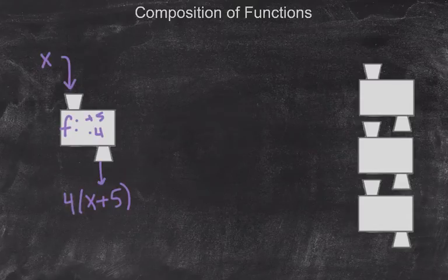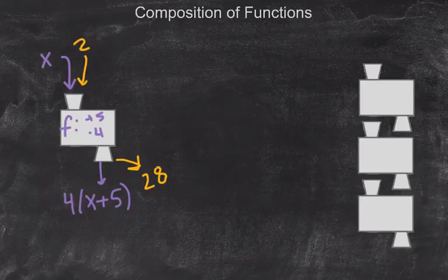And we could think about inputting specific values. So when I put in 2, I get out 2 plus 5 is 7. 7 times 4 is 28. So when I put in 2, I get out 28. And we could organize this information into a table, or we could write it as a function machine, or we could represent it on a graph. But this function machine is showing all of those possibilities because we haven't been specific about what x is.